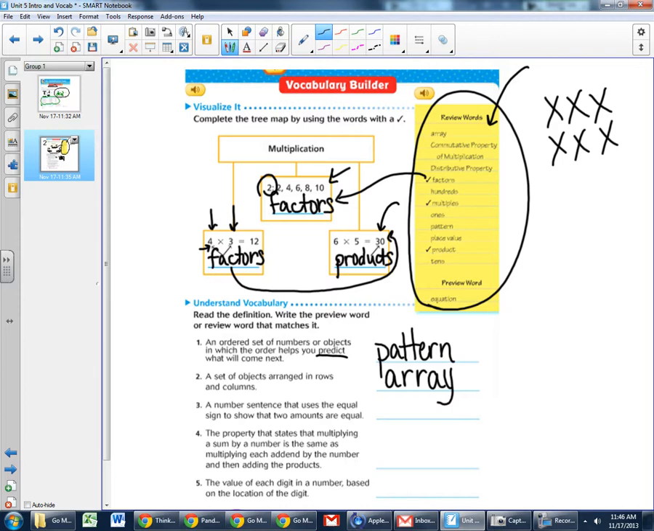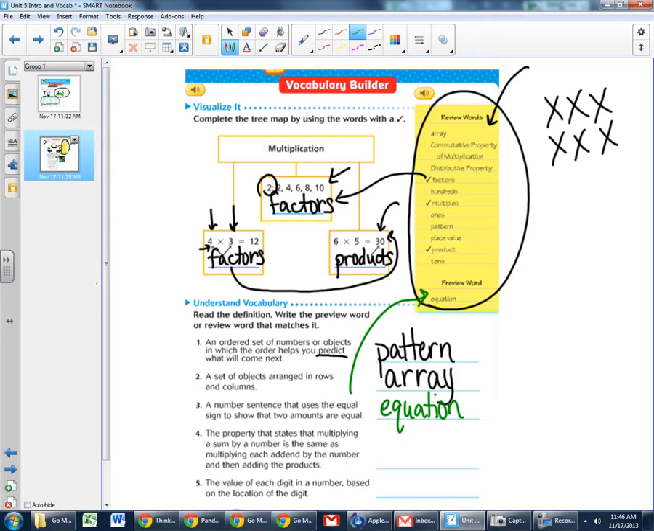This one is a new word, so you're going to use this word in this chapter that you haven't used yet. So a number sentence that uses an equal sign to show that 2 amounts are equal. We haven't heard this before and we haven't talked about this before, so we know that this is going to be our preview word, which is an equation. Talking about algebraic thinking now, looking at that Common Core standard of algebraic thinking.